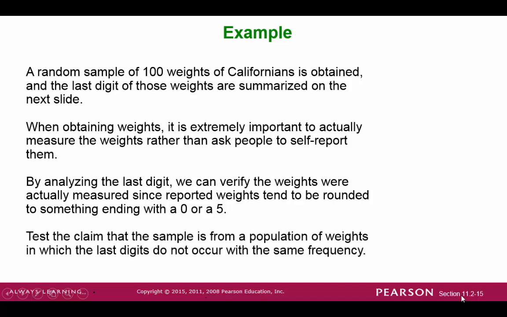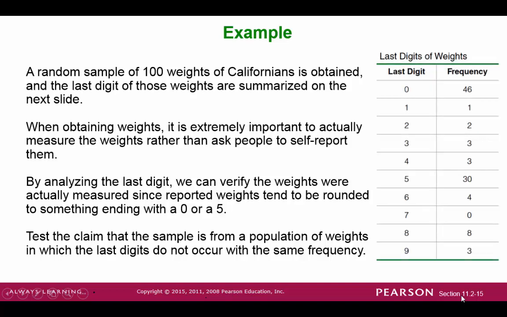So here's our problem. We're going to test a claim that the sample is from a population of weights in which the last digits do not occur with the same frequency. That's to say, we would be looking at zeros and fives popping up in the last digit.